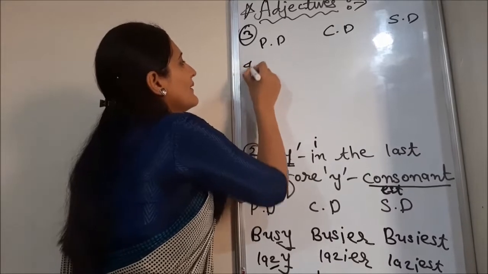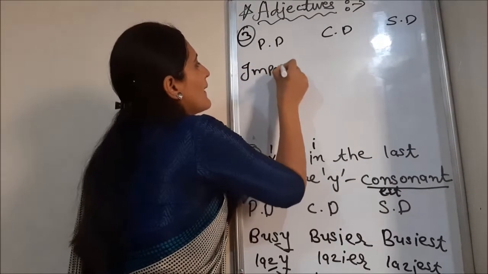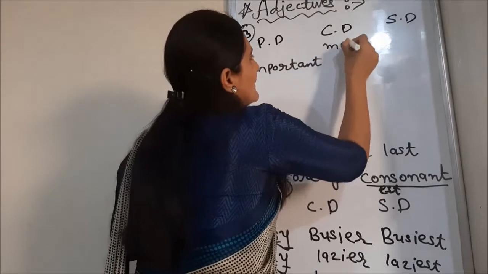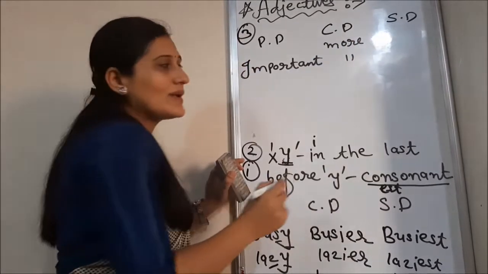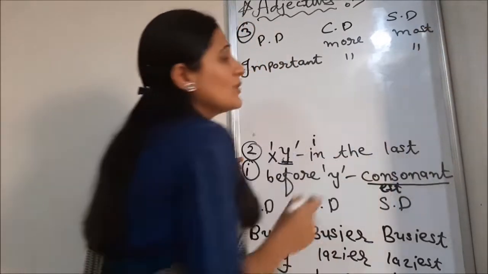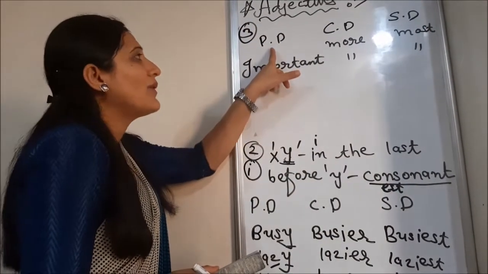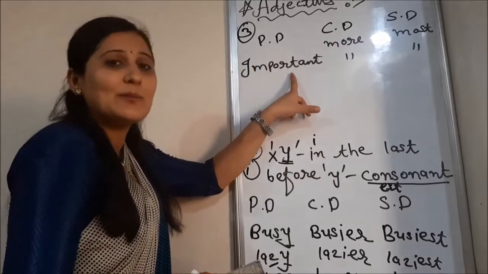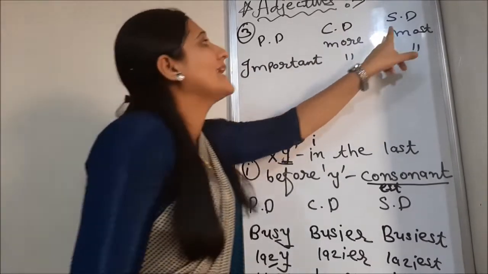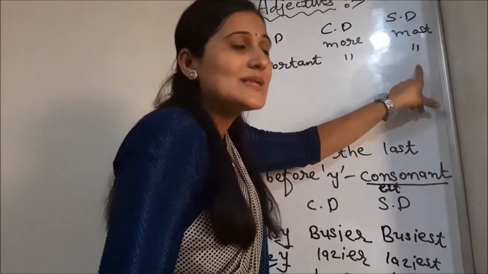For example, important. Then here what to write? More important. Here we have to write more important, and here we have to write most important. In the positive degree we write important, in the comparative we write more important, and in the superlative degree we write most important.